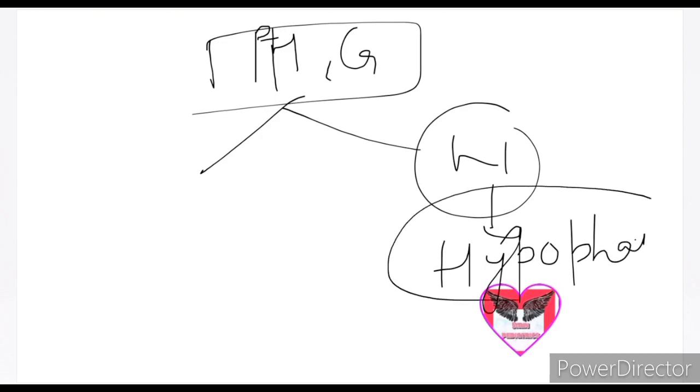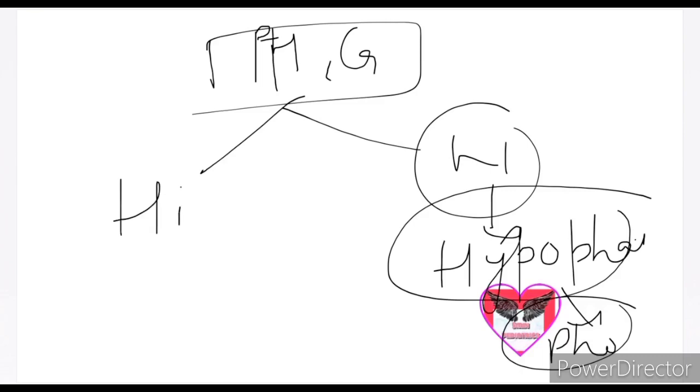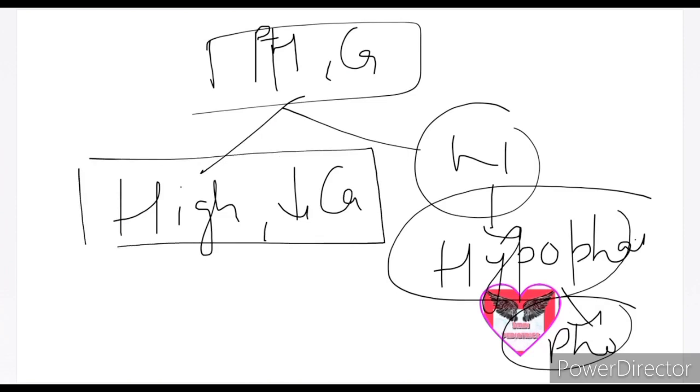In this condition, the patient requires phosphate supplement in the form of Joulie's solution, and if the parathormone PTH is high along with decreased calcium, then we have vitamin D dependent rickets.